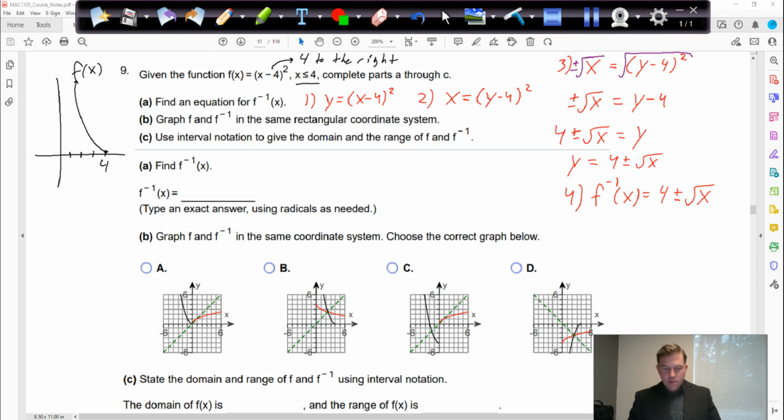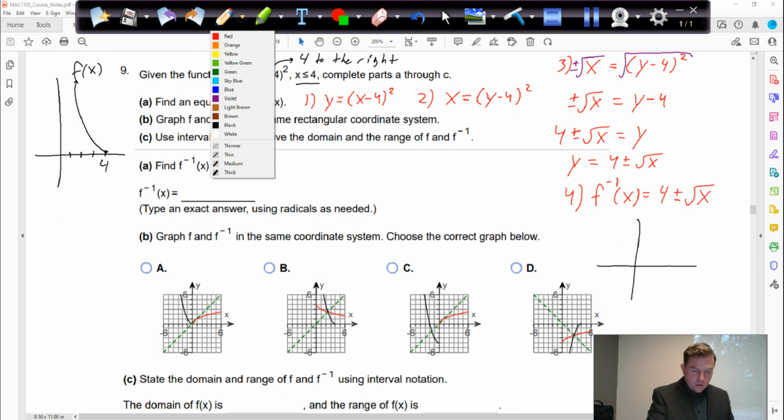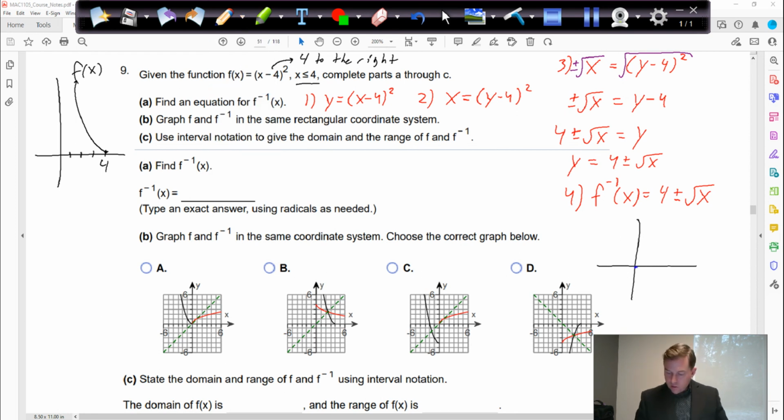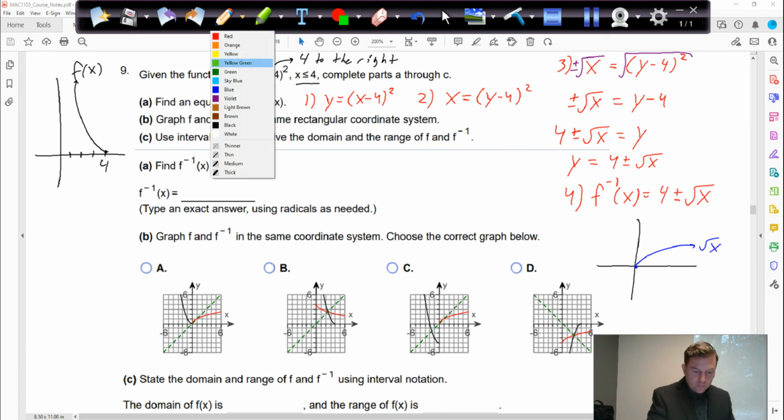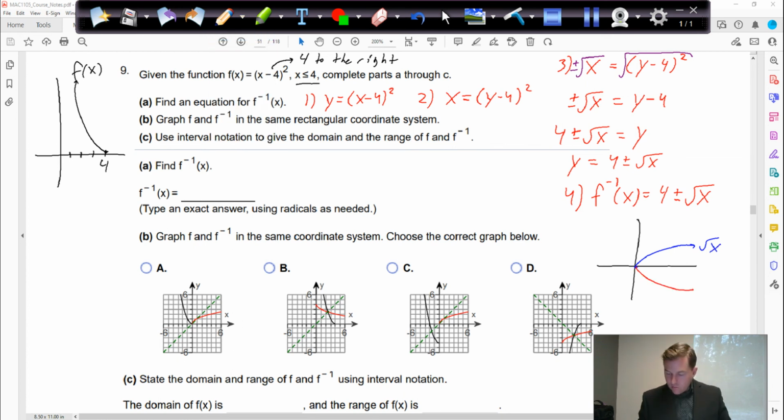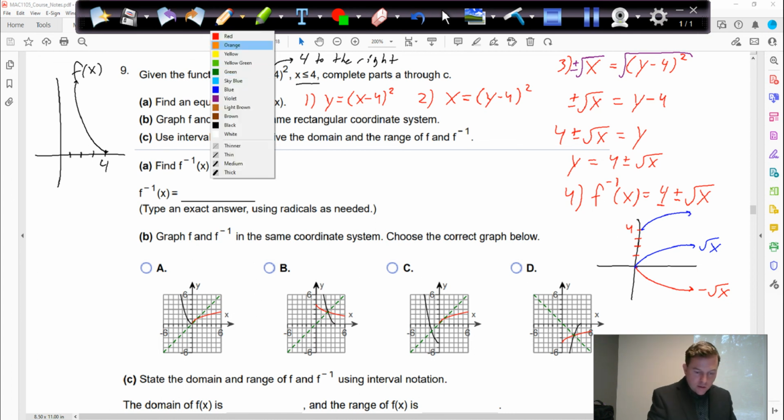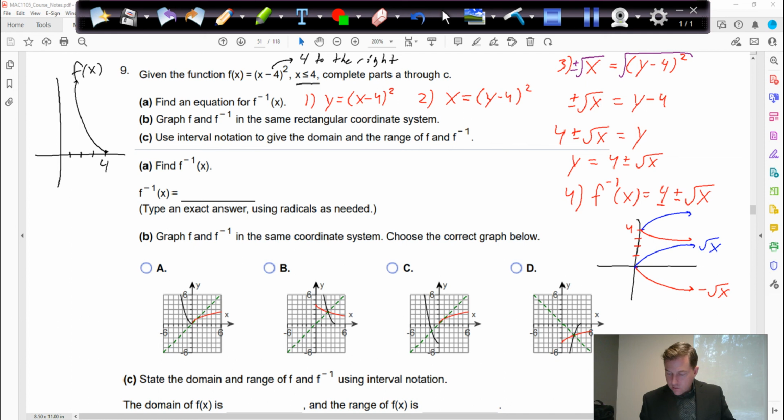Okay, square root of x is a function, we just saw this actually. This would be two functions. Here's square root of x, here's minus square root of x. This 4 out front is just going to shift both of these curves up by 4. So we would have the possibility of it being like this and like this. Okay, so that would be 4 plus or minus root x.